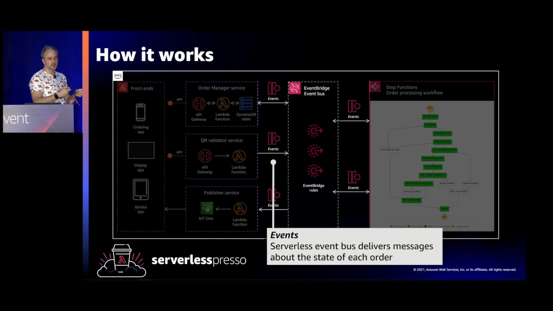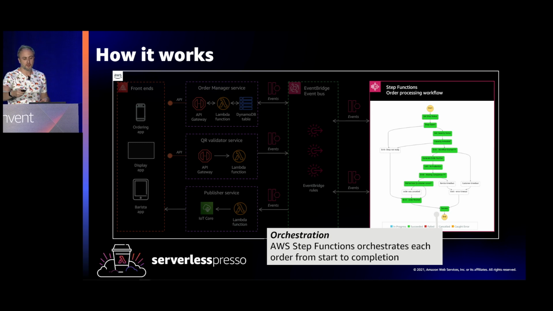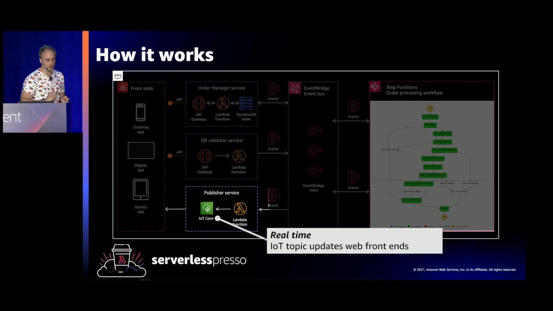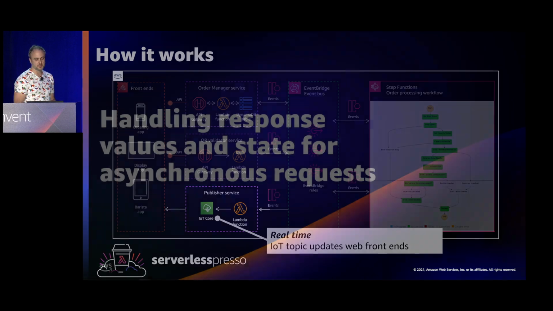Then we use Amazon EventBridge to generate events for all the back-end processes to kind of communicate asynchronously. Each time you order a coffee, your coffee journey from the initial order to the final completion is kind of managed or orchestrated by an AWS Step Functions workflow. This is the next bit I want to talk about. We use IoT topics to update the front end about where your drink is in the process, right?